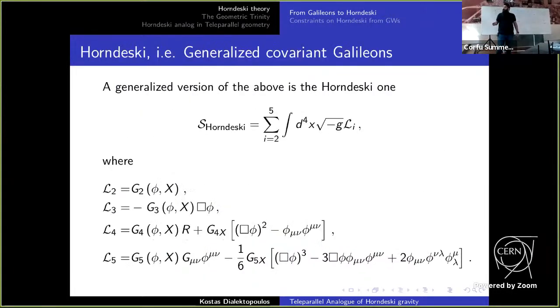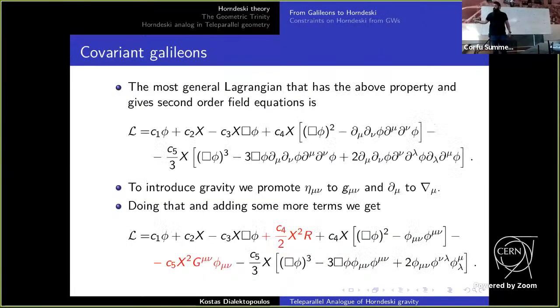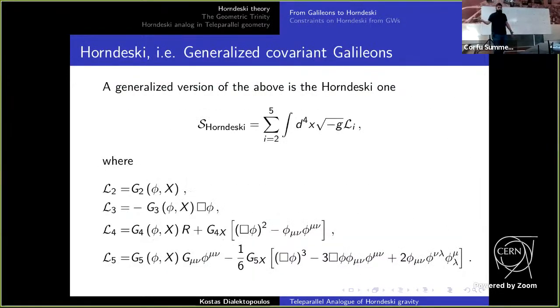And we can generalize this covariant Galilean theory. I mean, these c_i are just constants here. But if we promote these constants to arbitrary functions, so the scalar field and its kinetic term, then we have the generalized covariant Galilean theory, which is exactly the Horndeski gravity. And it's the most general scalar tensor theory with a single scalar field in 4 dimensions that leads to second-order field equations, both for the scalar field and for the metric.